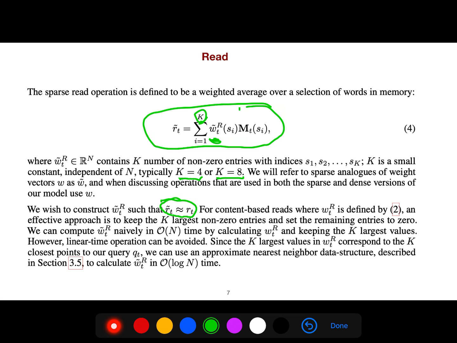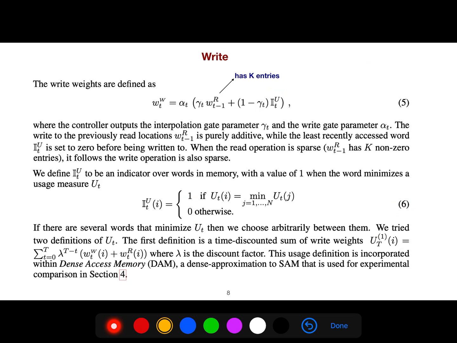For content-based reads, where omega R is defined by equation 2, an effective approach is to keep the K largest. So as I said, we just keep the K largest non-zero entries and set the remaining to 0. We ignore those very low values and just pick the biggest K values. The same thing happens for write, because if read is sparse with just K values, then write is the same.